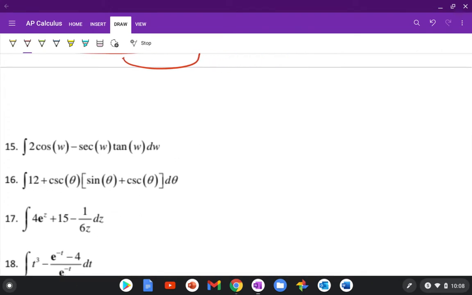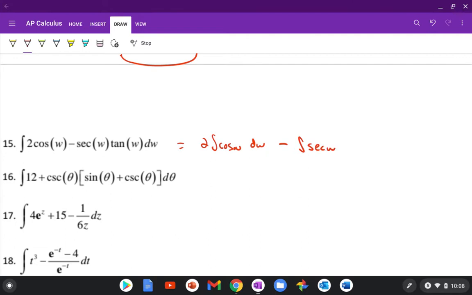Number 15 here. Again, I would advise breaking this up into 2: integral of cosine of w dw minus the integral of secant w tangent w dw. Now this secant tangent, notice how they're multiplied. That's okay. You don't need a product rule because if you think back when we did derivatives of trig functions, there was one where it was secant x tangent x. So with this, we're just going to leave secant w tan w dw.